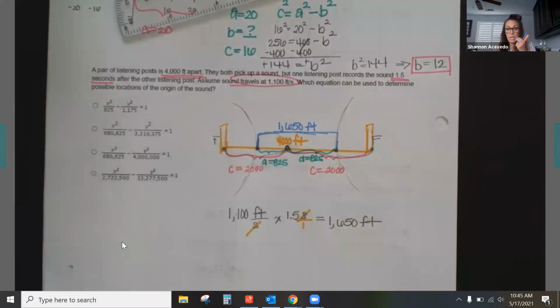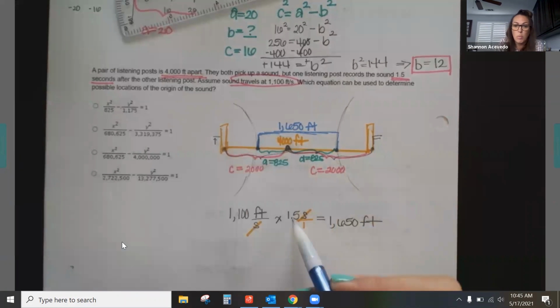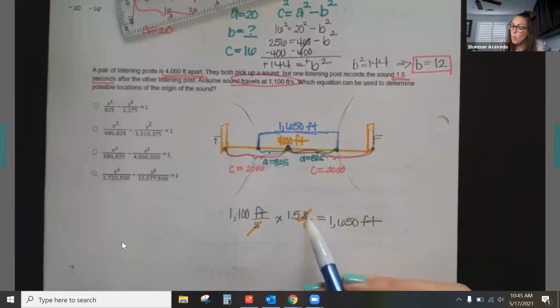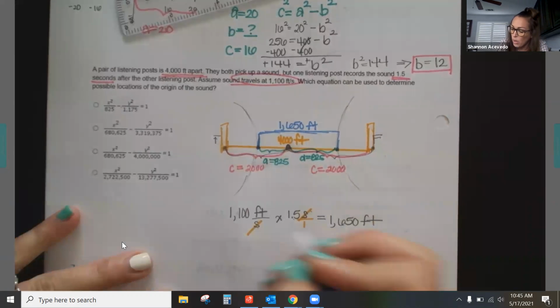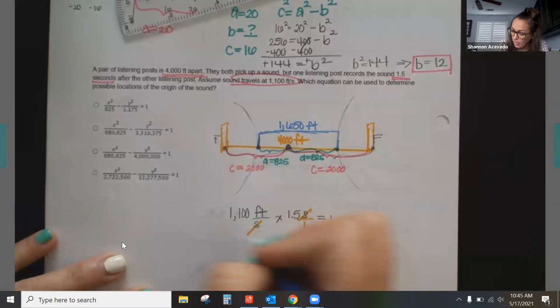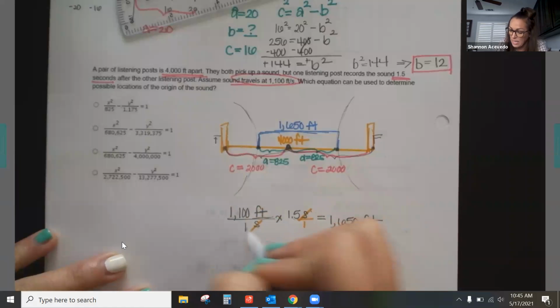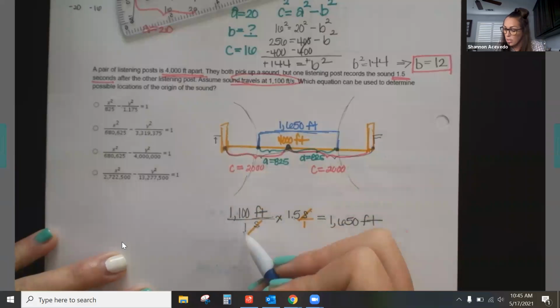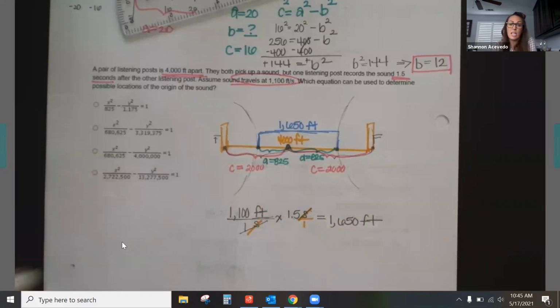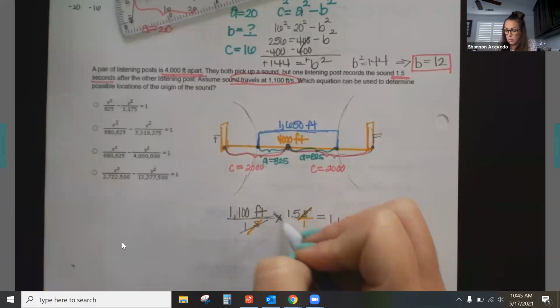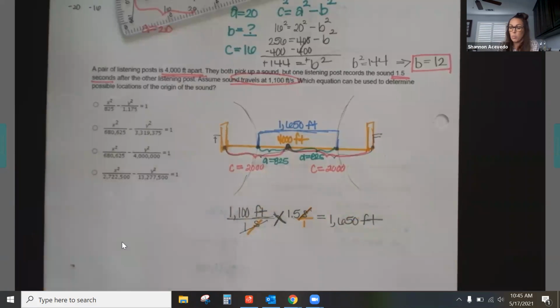It's not an exponent. So my question was, is 1.5 an exponent? No, but this is why I cancel off my seconds. So if I wanted to look at this, it's almost like this is over that second. It's over 1 second is another way to look at it, so that I know that these seconds and the second units cancel off. So it's just times that value. So it's not an exponent. It's just 1,100 feet times your 1.5.